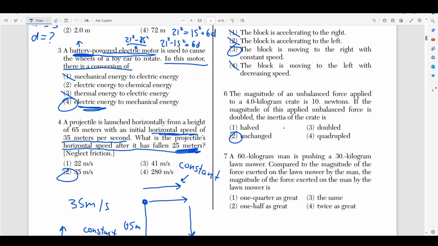Inertia only has to do with how heavy something is, because inertia is a tendency of an object to stay in motion or to stay at rest, right? So typically, objects that have a greater mass or greater weight tend to have a greater inertia than objects that have a smaller weight or a smaller mass. So what matters here is how many kilograms the crate is, not how much force is applied to the crate.